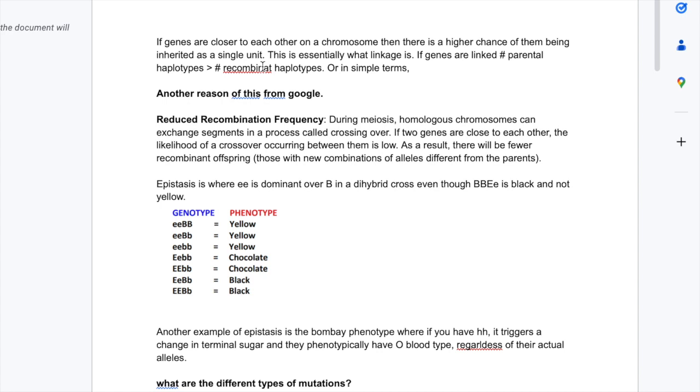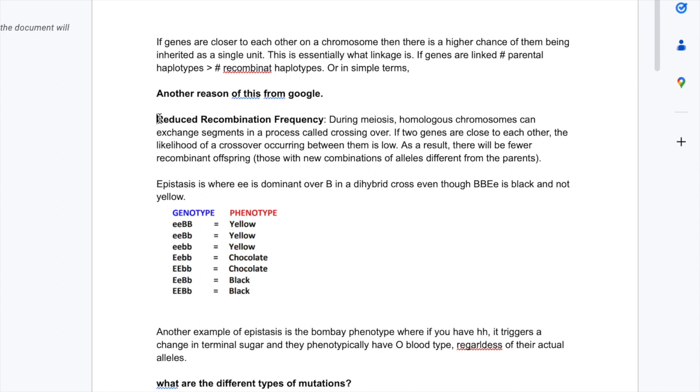So if they're closer on a chromosome, they're more likely to be linked. Now, what does it mean if they're linked? Well, essentially, what you will notice is that the parental haplotypes are more than the recombinant haplotypes. So essentially, recombination is where genes kind of mix with each other. And what you end up noticing is that for those genes that are linked because they're closer to each other on a chromosome, there's essentially this recognition that when we look at the kids, they seem to be more representative of the parents' original genes rather than a mix of the two.